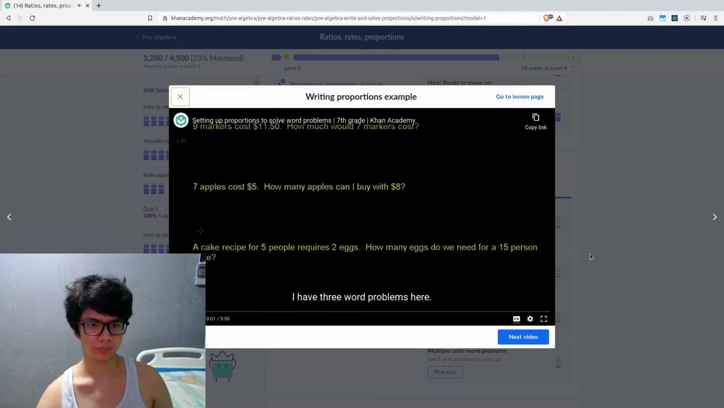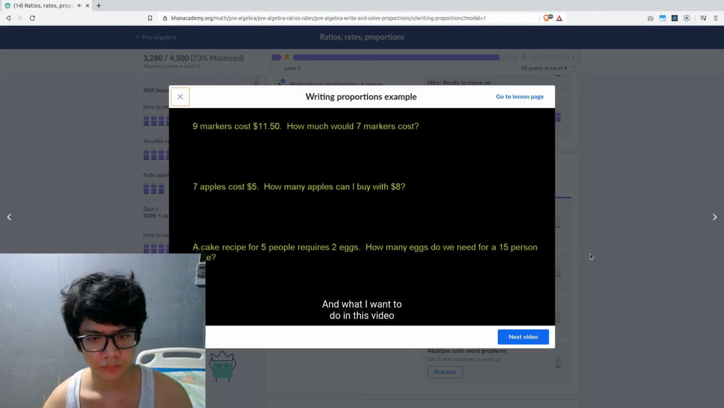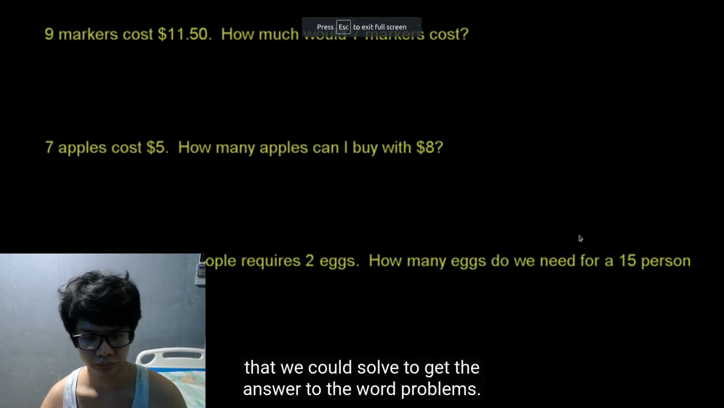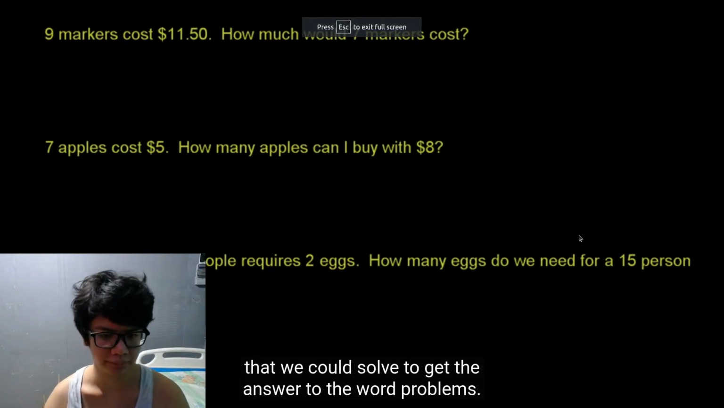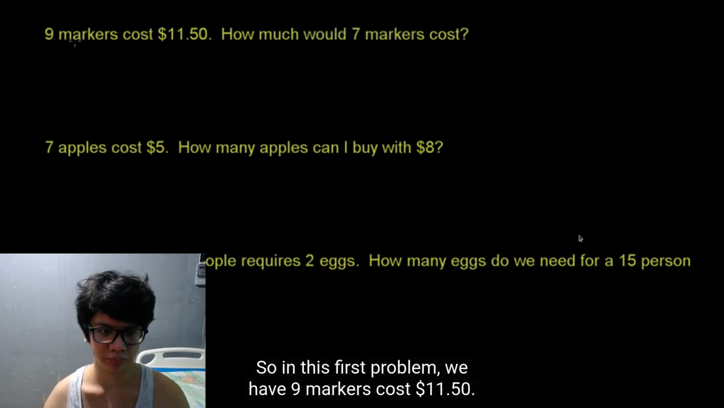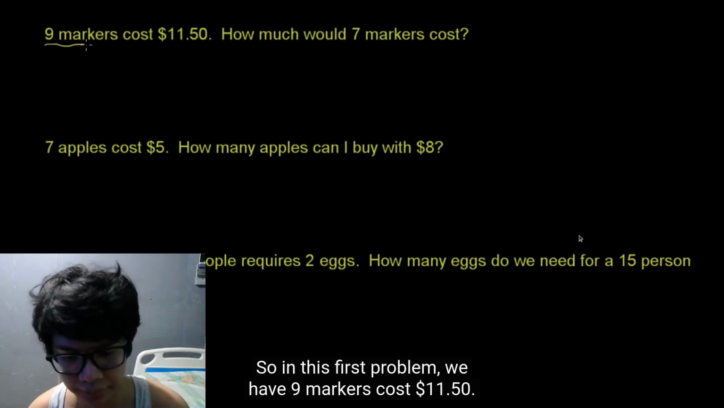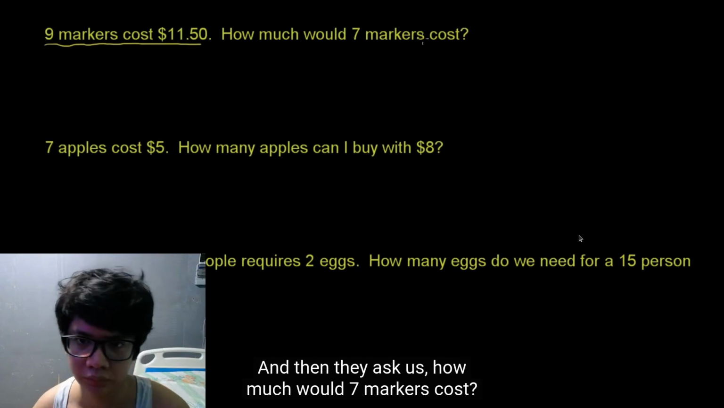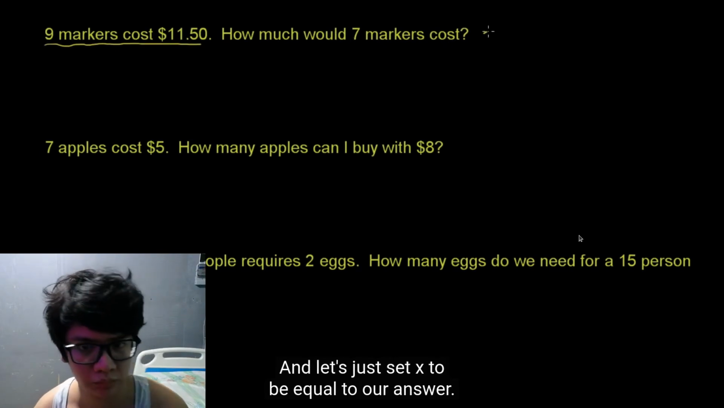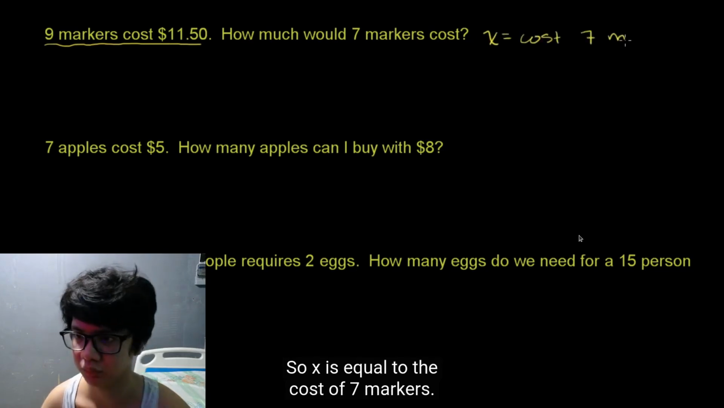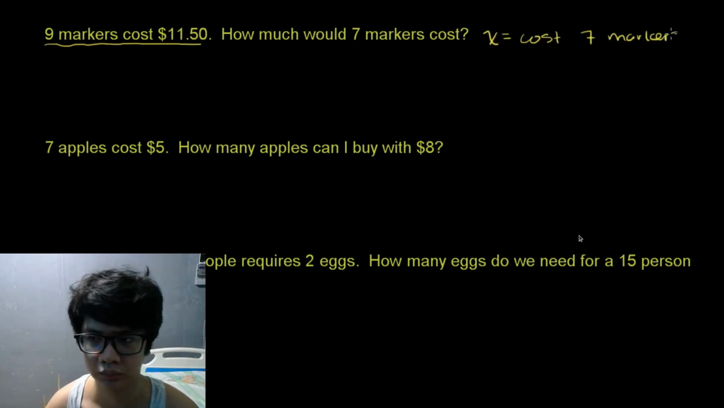I have 3 word problems here. What I want to do in this video is not solve the word problems, but just set up the equation that we could solve to get the answer to the word problem. Essentially, we're going to be setting up proportions in either case. So in this first problem, we have 9 markers cost $11.50. And then they ask us, how much would 7 markers cost? Now let's just set x to be equal to our answer. So x is equal to the cost of 7 markers.